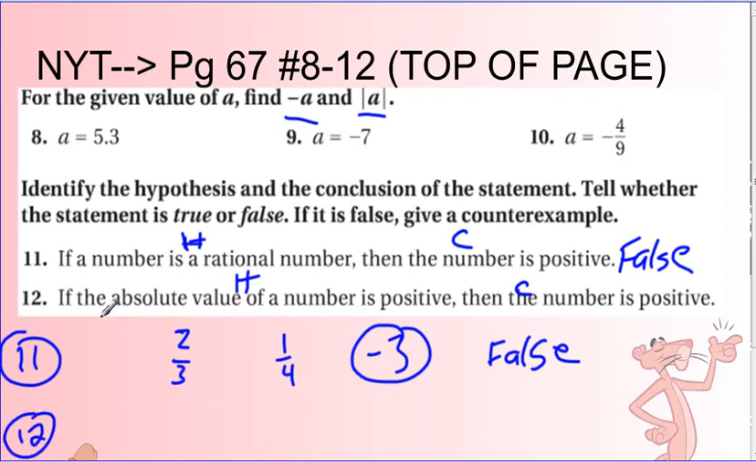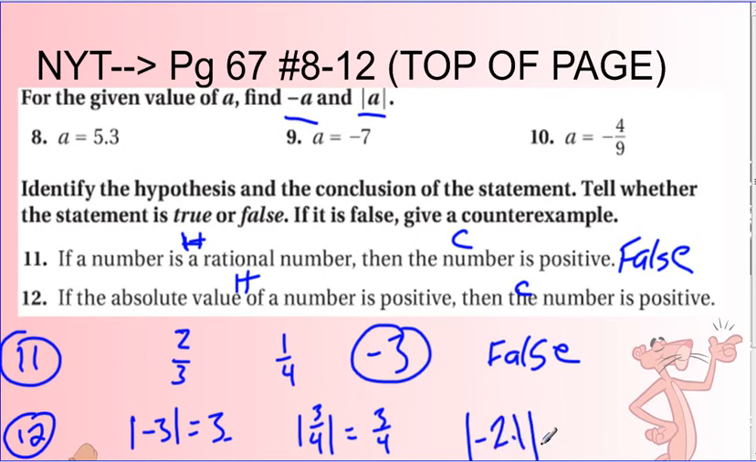All right, number 12 says, if the absolute value of a number is positive, come up with a few examples. So I use a negative number, a positive number, a fraction. We use a decimal. How about a negative decimal? Negative 2.1, the absolute value is 2.1. All right, so we have 3 examples here. In each of these, the absolute value of the number was a positive, okay?